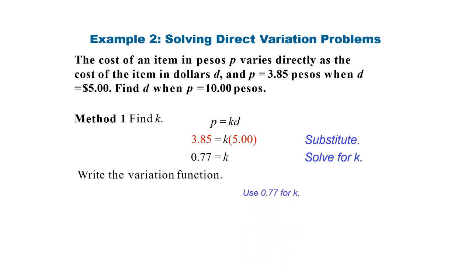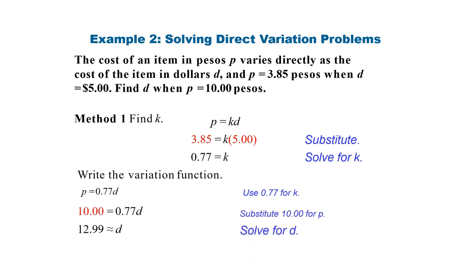Write the variation function. Let us now use 0.77 for the value of k and replace it in the equation so that we can find the equation of the variation. The equation is P equals 0.77D. Substitute 10 for P and the equation becomes 10 equals 0.77D. Solve for D, and the value of D is 12.99.